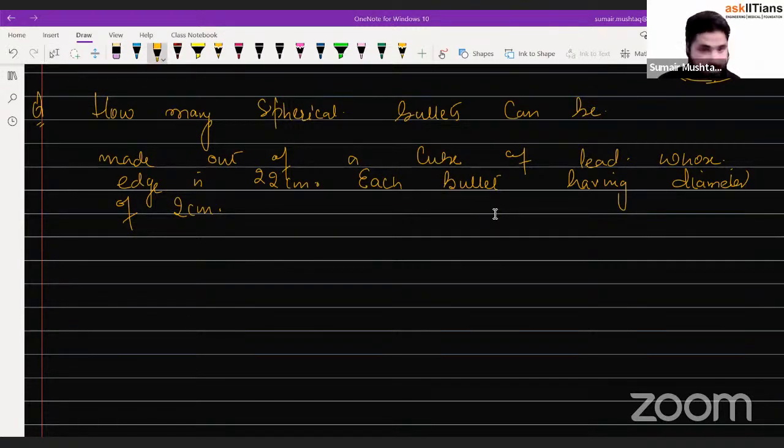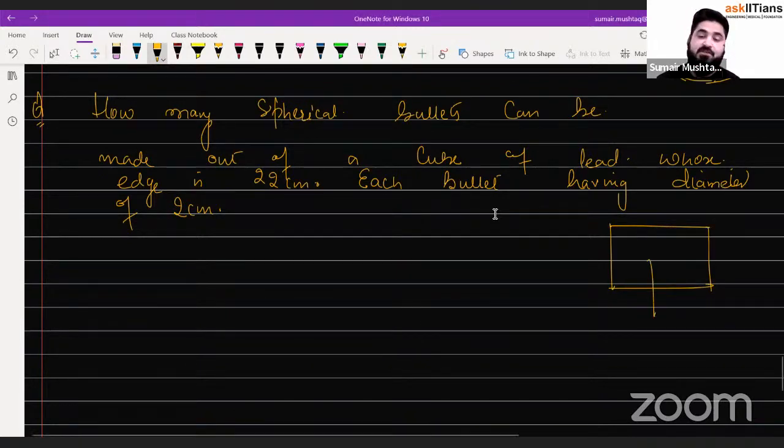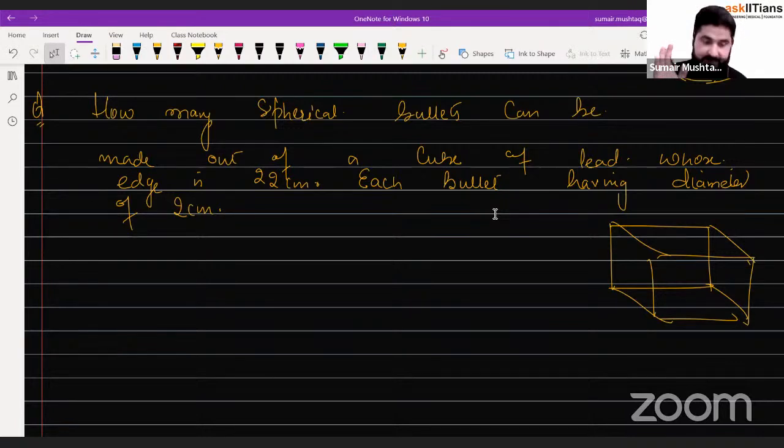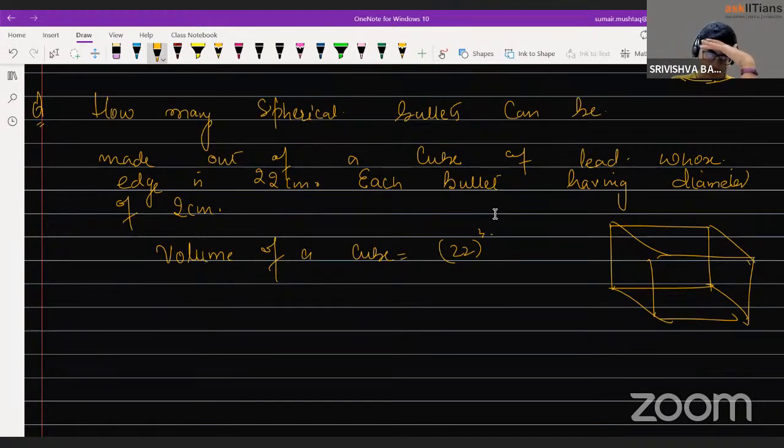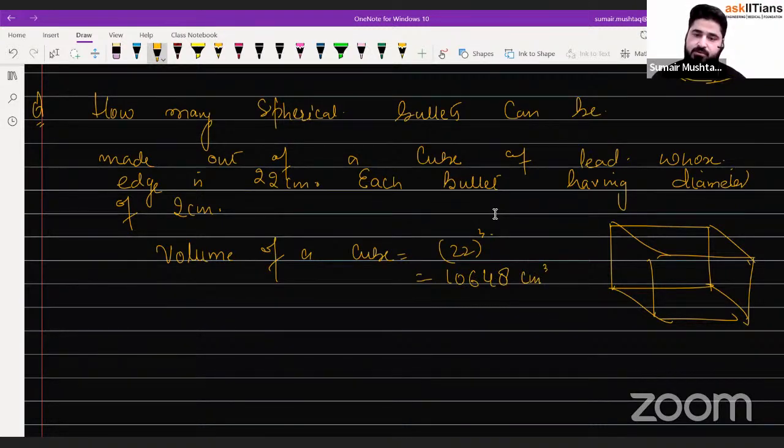See, let me explain. What you will do first of all, see, this is a cube. First of all, you need to find the volume of a cube. When you get the volume of a cube, then I can cut the bullets out of it. So what is the volume of a cube? That is 22 cubed. How much is it? 10648 centimeter cube, isn't it?